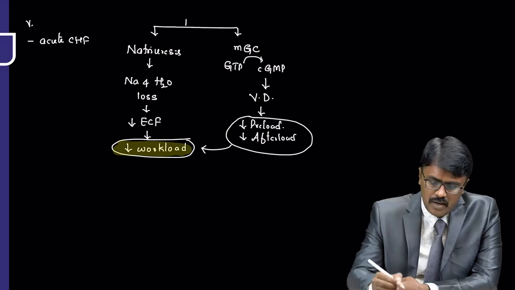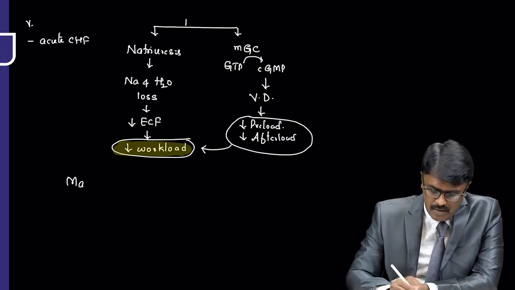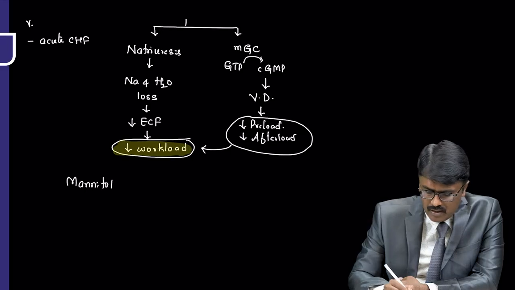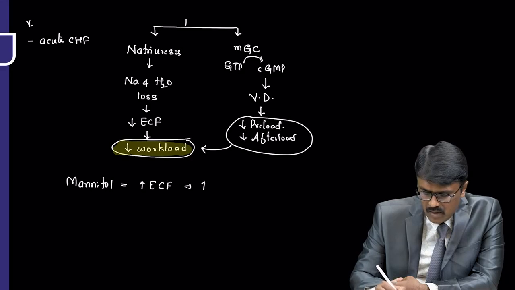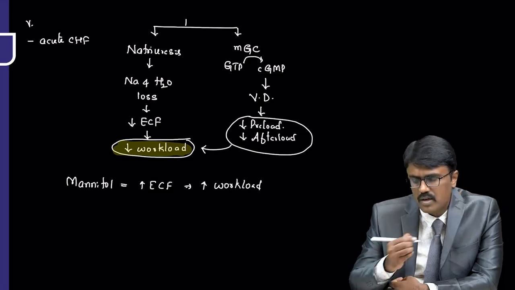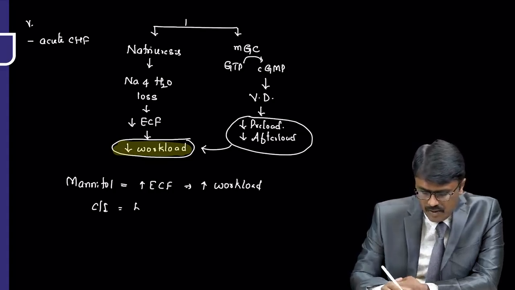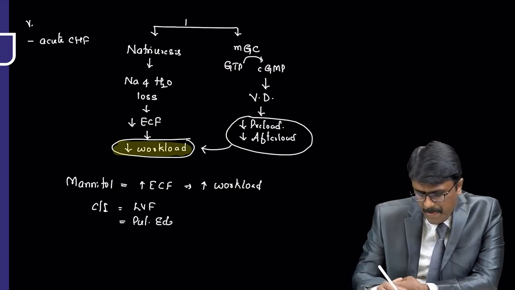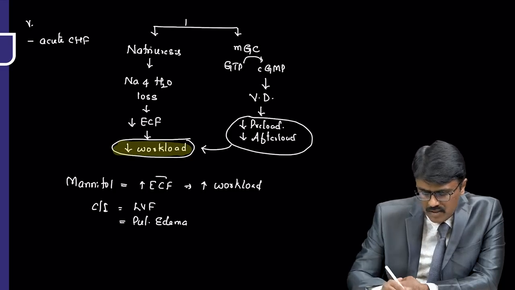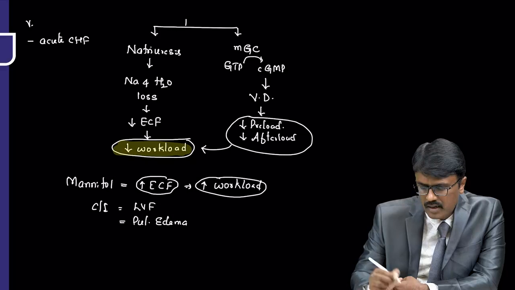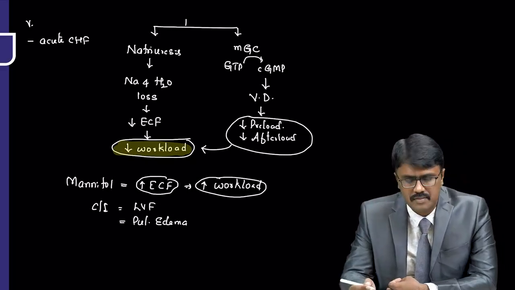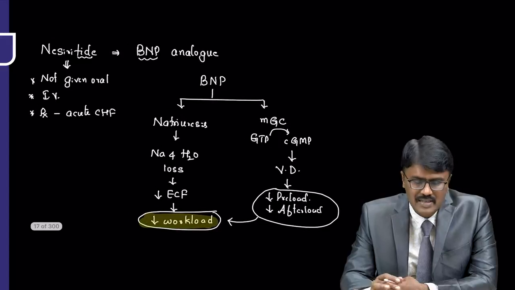Now compare this with mannitol. When we use mannitol, it increases ECF and it increases the workload of the heart. So that is the reason why mannitol is contraindicated in left ventricular failure as well as pulmonary edema, because it increases ECF, it increases the workload on the heart, and the heart will fail further. That's the reason. So that is about nesiritide.